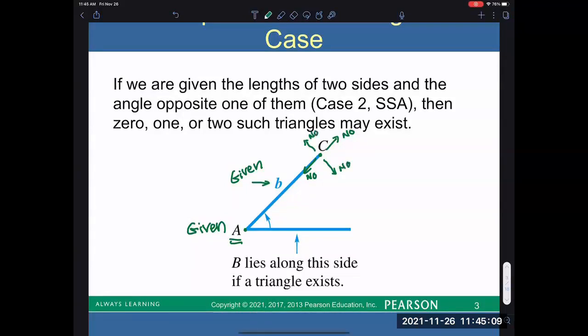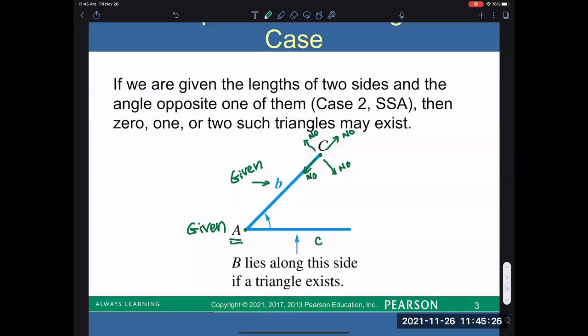I can't do any of these things. So the fixed angle A and the fixed side length B means that the end of side B up on the top there is going to hover over the bottom side, side C. So side C, we're going to set here as the base.